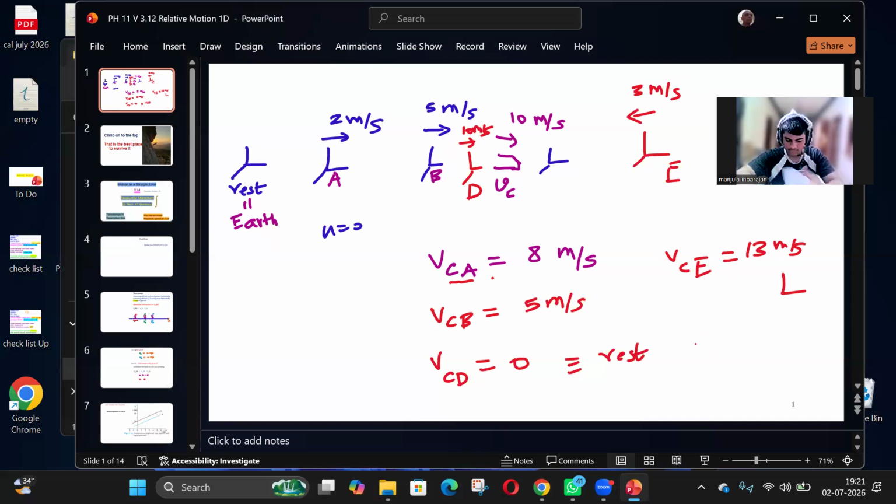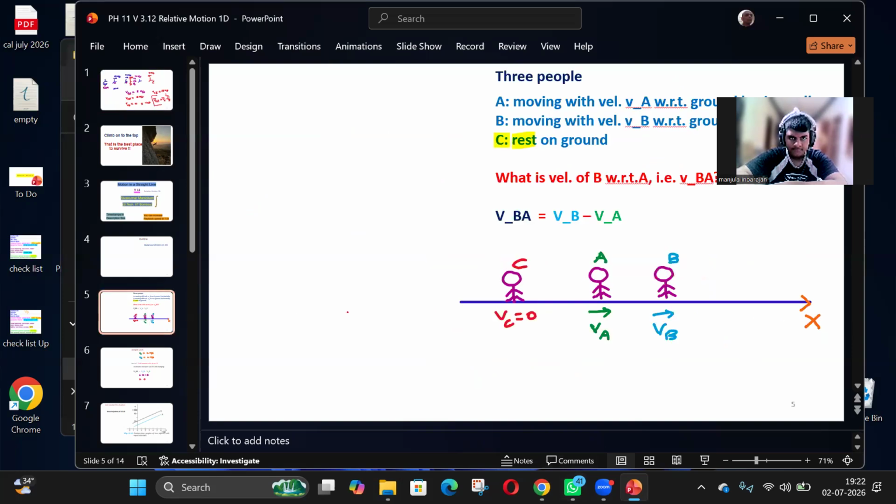So from this we can conclude the vector relation: the velocity of the car with respect to a frame is the velocity of the object, here the car, minus the velocity of the frame, in this particular case the E frame. This is the relative velocity formula. To take the direction, in 1D motion the direction can be taken in terms of sign. One direction is positive, the other direction is negative.